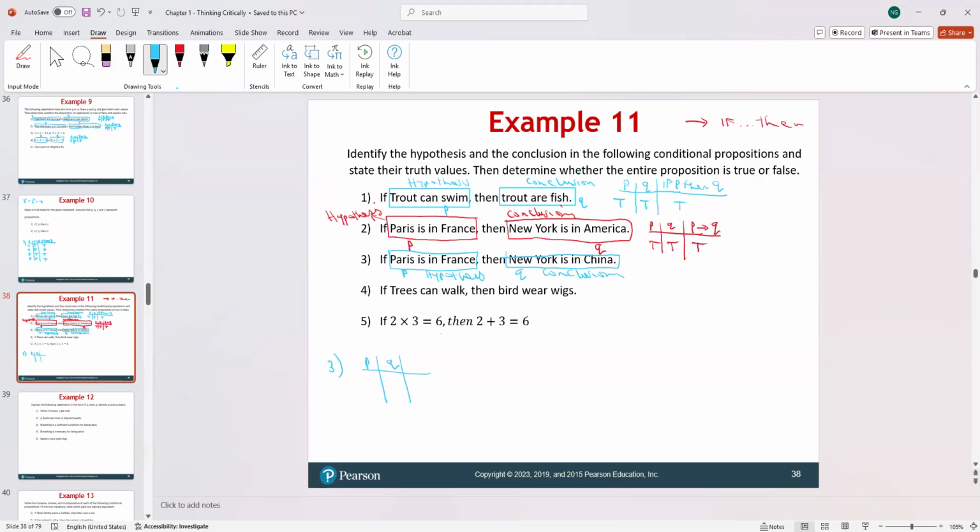What happened? Is Paris in France? Yes. We're going to say true. New York is in China? False. What would be if P then Q? That would be false. The only time it is false is when the first one is true and the second one is false. So, okay, now you kind of understand how the conditional works.